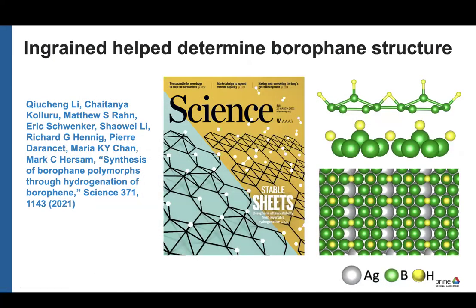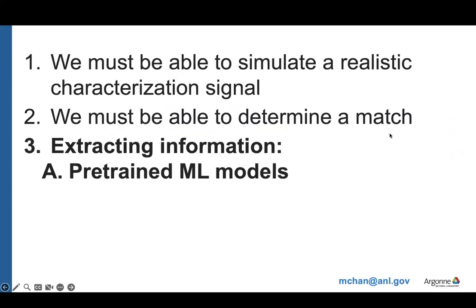So this was a fortunate sort of collaboration, I would say, for all of us, because our collaborator, Mark Hersam, was able to synthesize hydrogenated borophane, which is single layer boron with hydrogen. But the structure was not exactly clear from just the STM. So using Ingrain, DFT calculations, and also additional validation experiments, including work functions and vibrational spectra, we were able to pin down the structure of borophane as this hydrogen being on two very different sites, and kind of a crazy material.